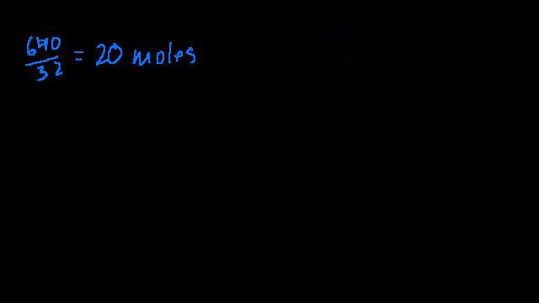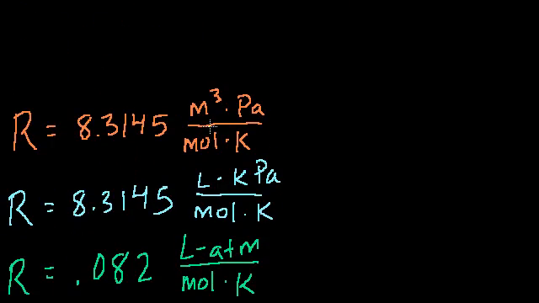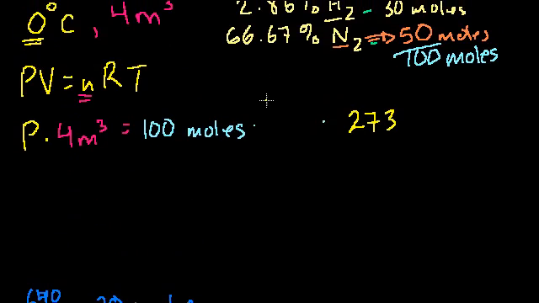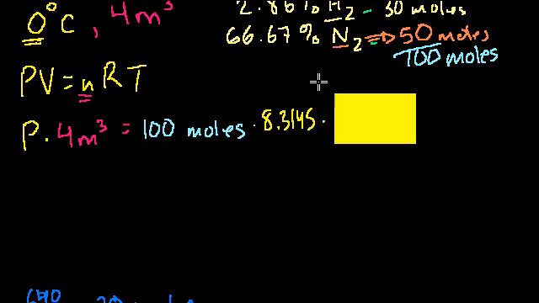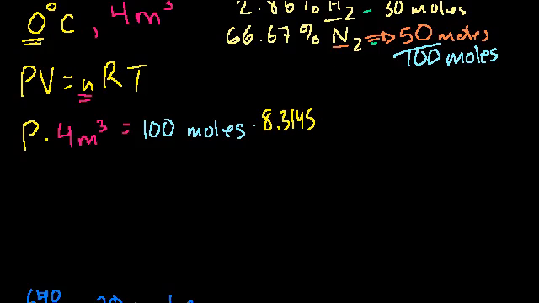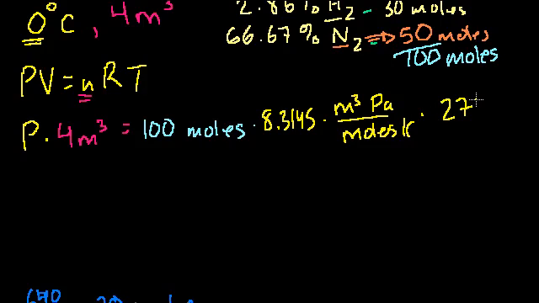And then which R do we use? So I always like to write my R's down here. We're dealing with meters cubed. We're not dealing with liters. So let's use this one. 8.3145 meters cubed pascals per mole Kelvin. So this is 8.3145, and the units there, I think I should keep. These are in meters cubed pascals divided by moles Kelvin, and then our temperature was 273 Kelvin.